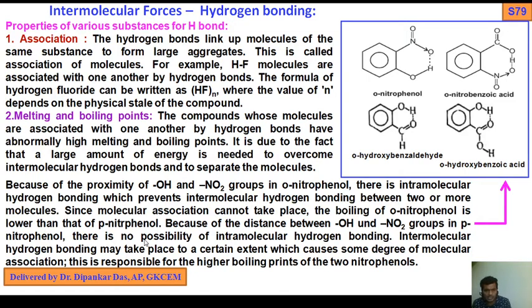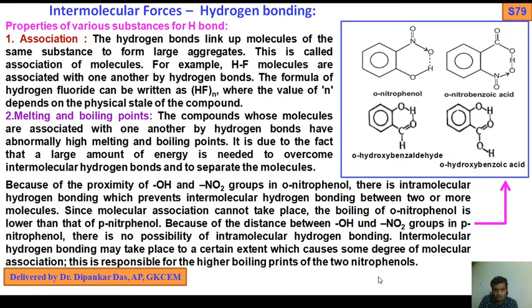This is a very important question. Why is the boiling point of orthonitrophenol less than that of paranitrophenol? Because the former is capable of forming intramolecular hydrogen bonding, and the latter can form intermolecular hydrogen bonding.